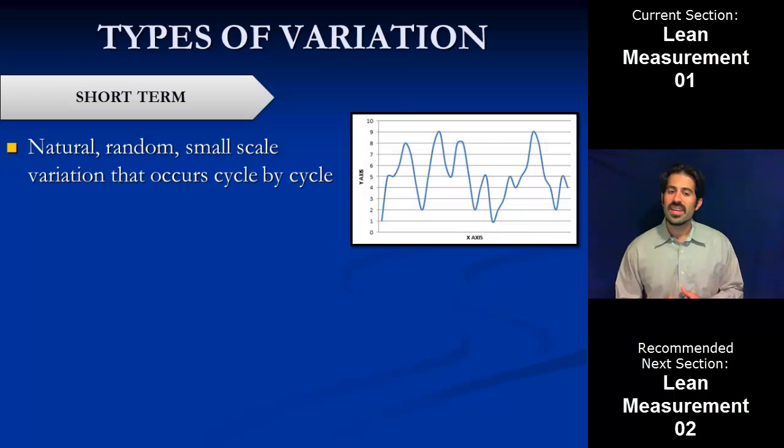So there are 2 types of variation, and let's dig into that a little bit further. There's short term, which is the natural random stuff that just happens day to day, because no process is going to be 100% repeatable.